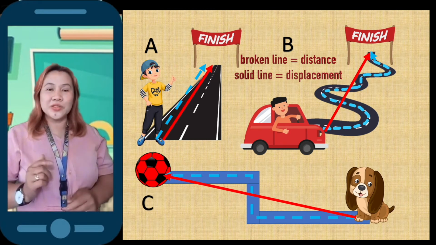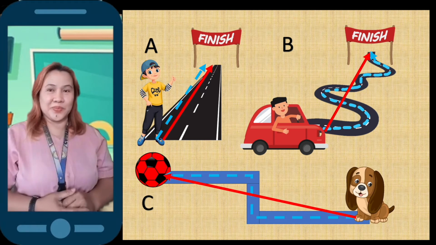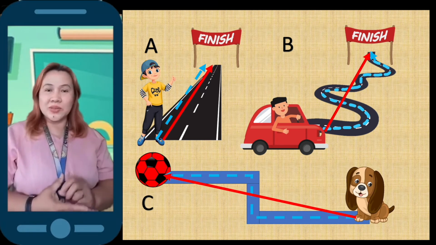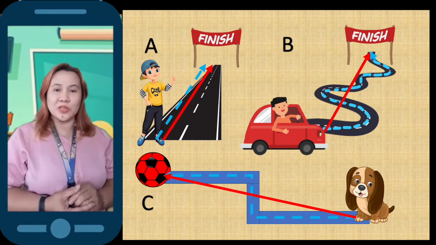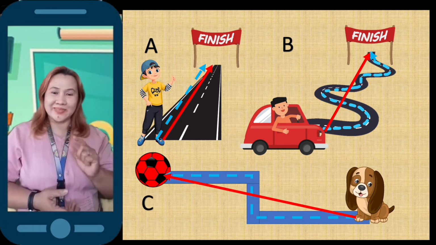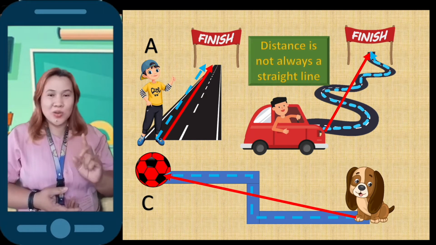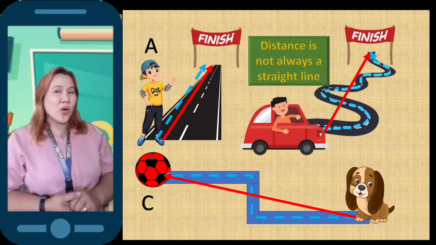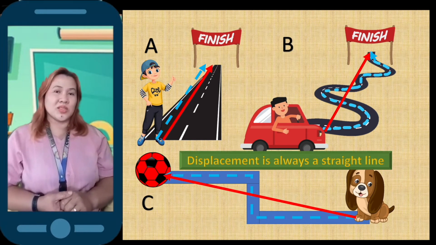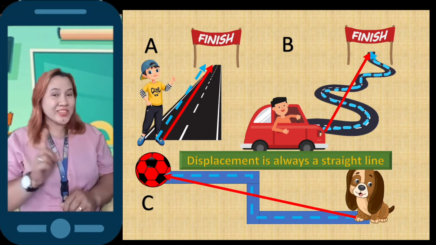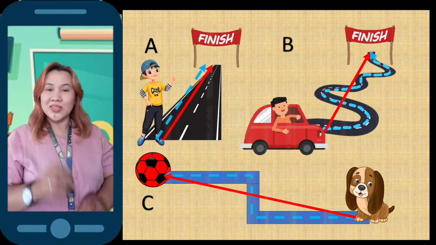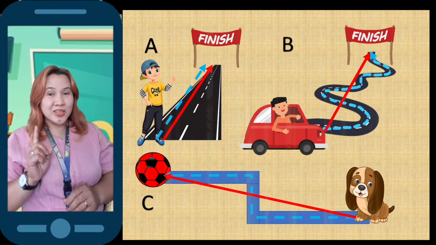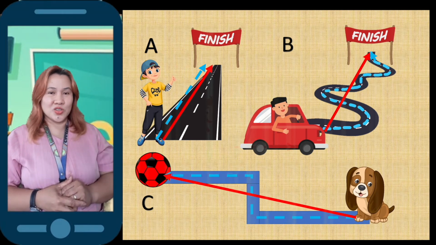How about figures B and C? What have you noticed about the lines showing distance and displacement in the given examples? Correct. Distance does not always follow a straight line, while displacement always follows a straight line. That is another difference that I would like to point out. This time, we will answer the question: is it possible for displacement and distance to be equal?